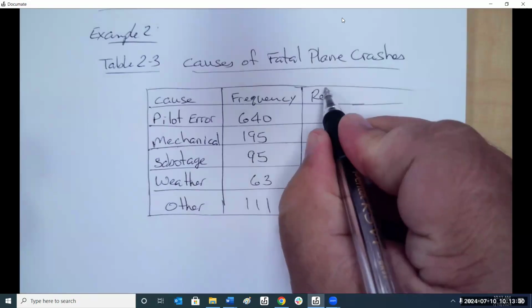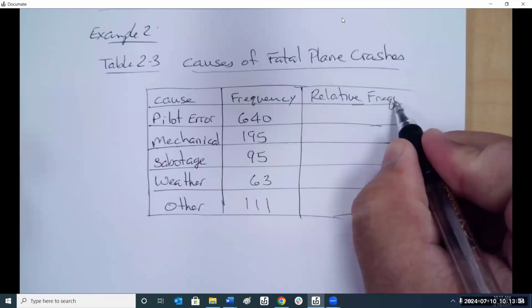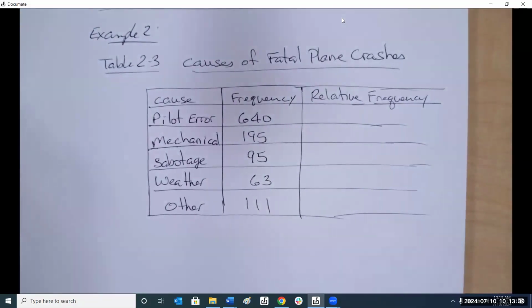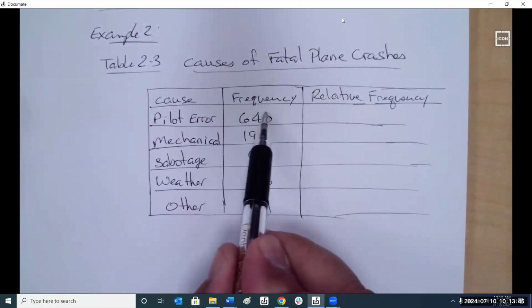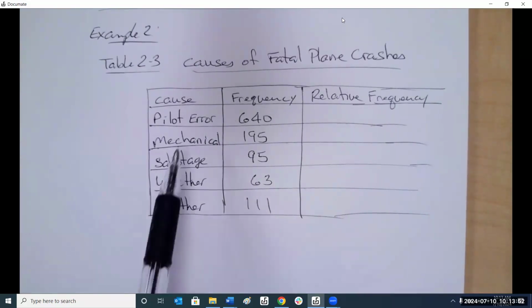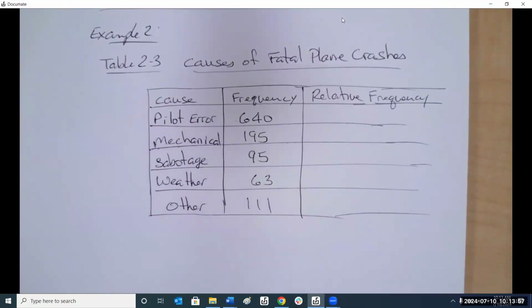The relative frequency. The reason it's called relative is because what we're doing here is we're looking at this frequency, how it relates to all the other frequencies. So in other words, how is pilot error associated with all the other causes of airplane accidents in this case?